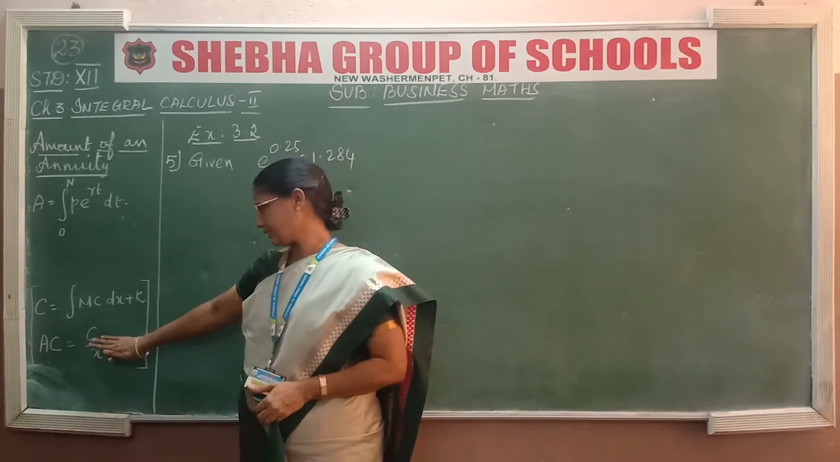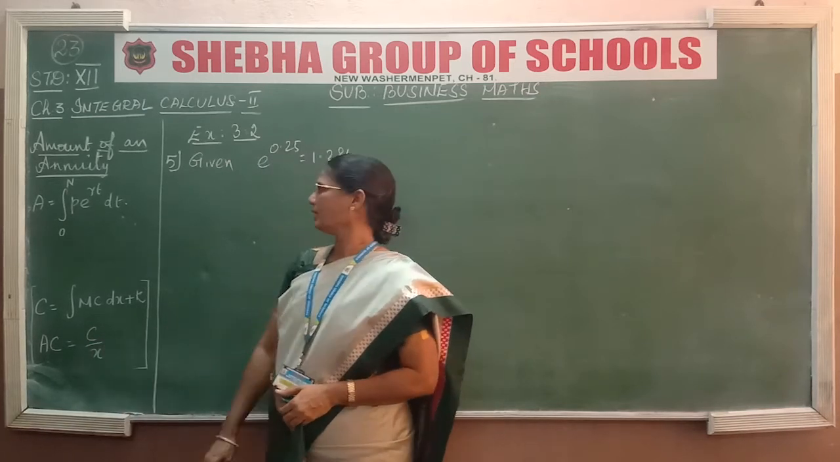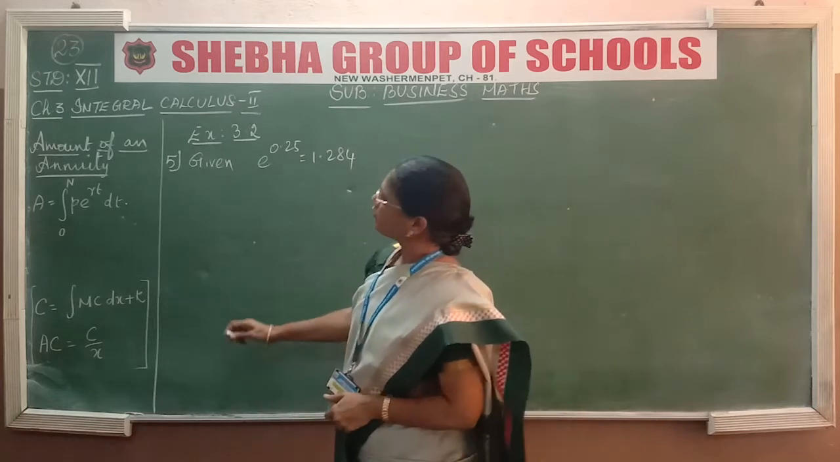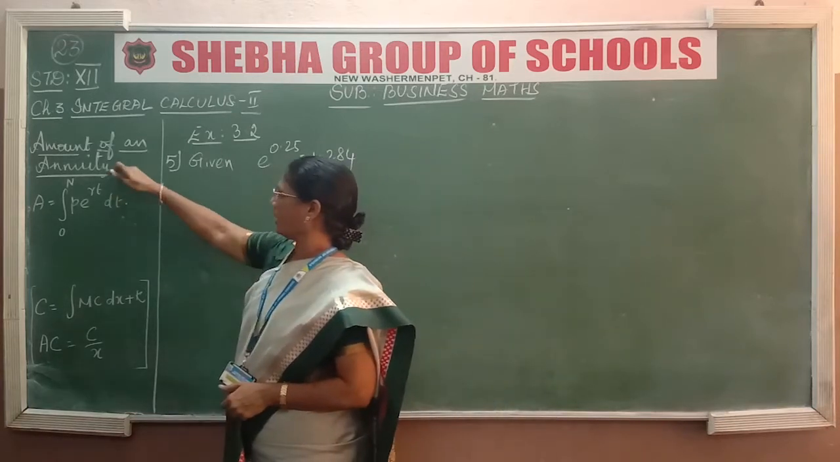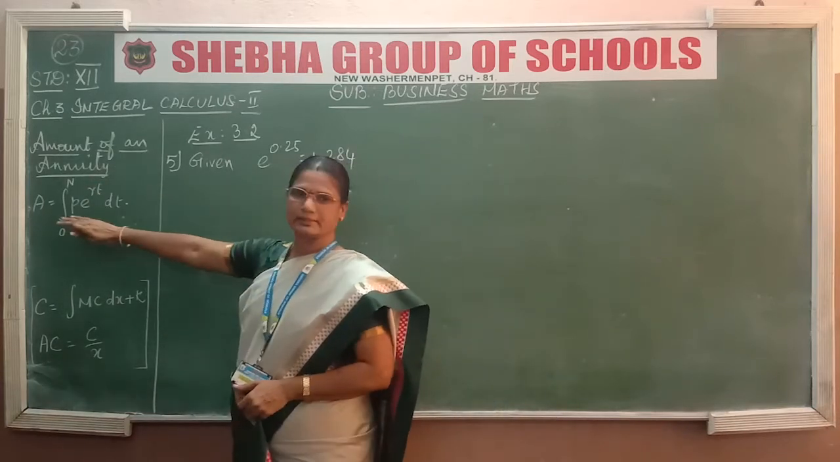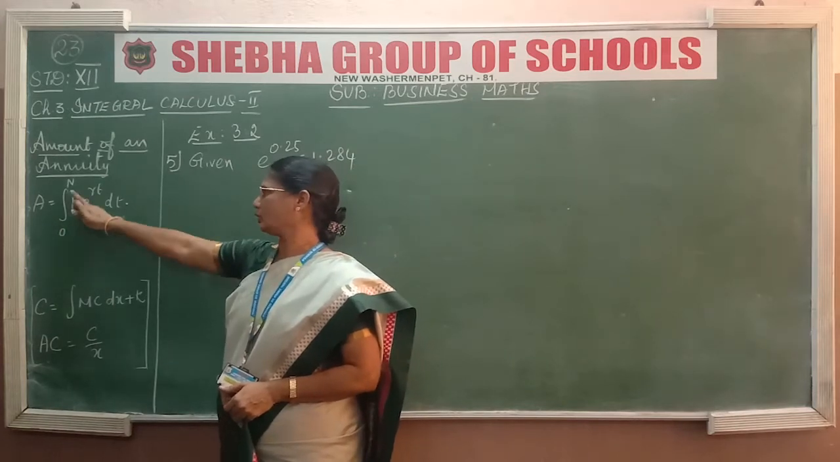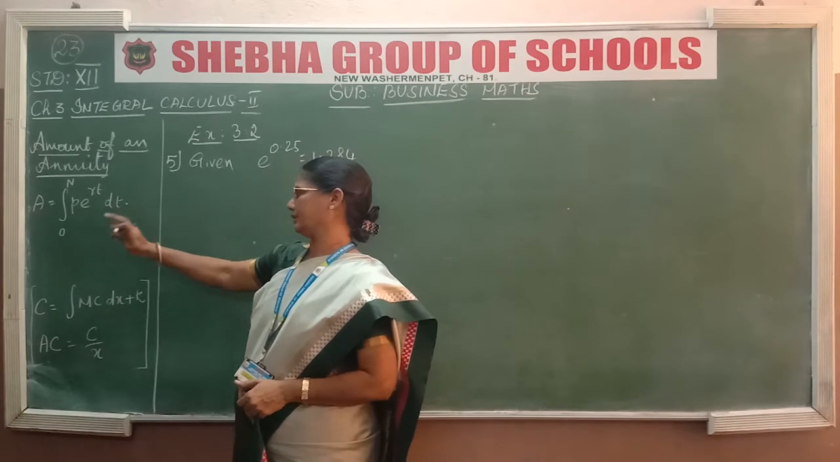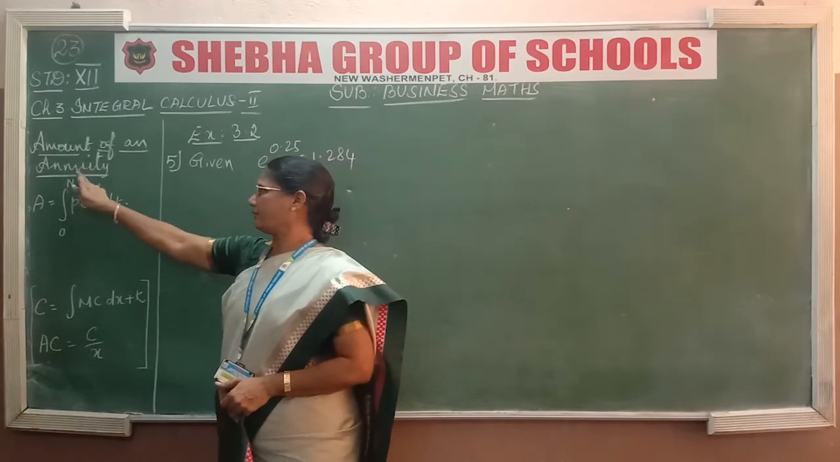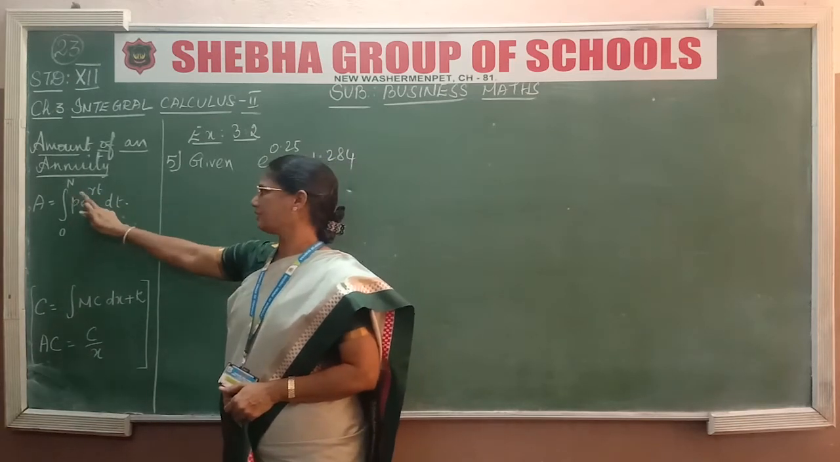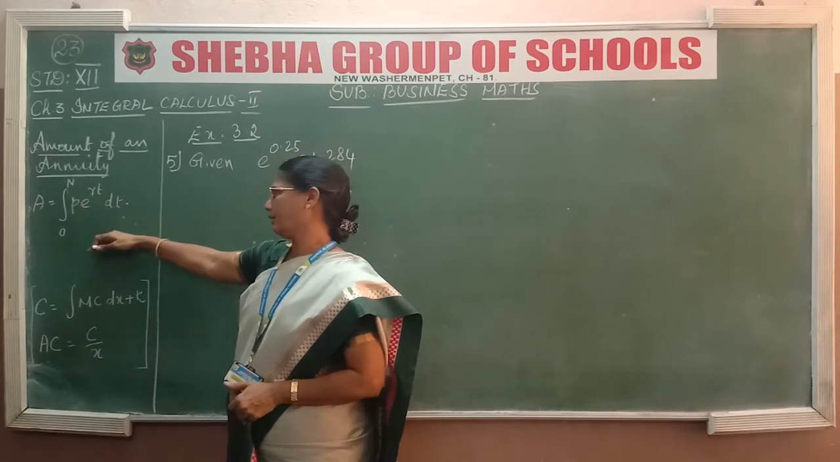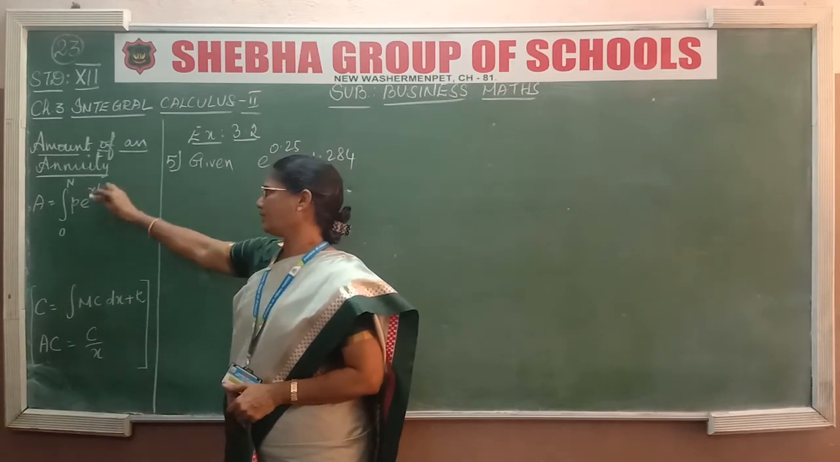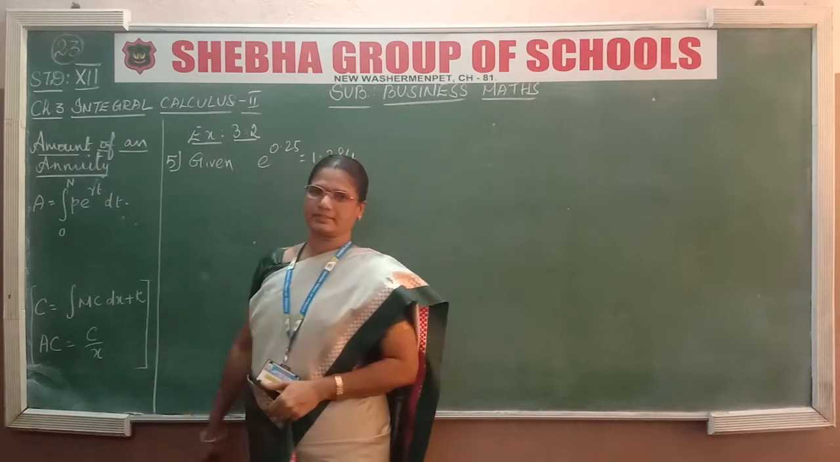We studied this formula in the 11th standard, and today we go for a new formula, the amount of an annuity, that is A equals integral 0 to n P into e power RT into dt. Listen, n is the number of years, P is the equal amount paid in the bank, and R is the rate of interest.